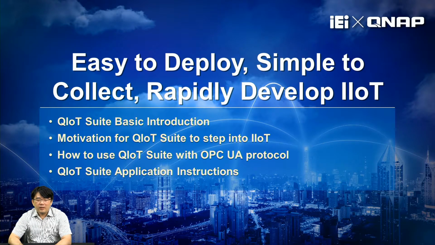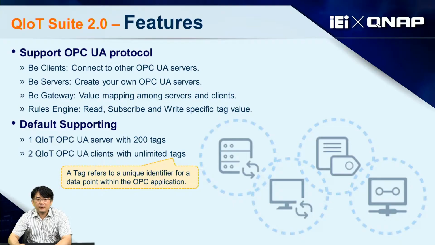Now we will introduce how easy it is to deploy, simple to create, and rapidly develop the IIoT. The QIoT supports the OPC-UA server and client function, and it can also serve as an IoT hub for server and client devices, helping companies adopt faster IIoT solutions, increasing business productivity and reducing equipment expenses.